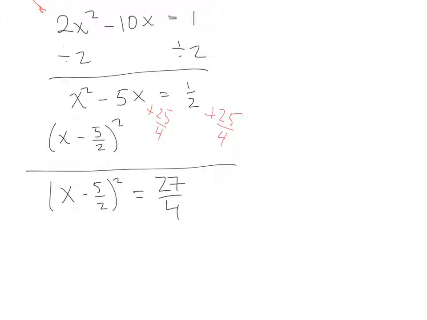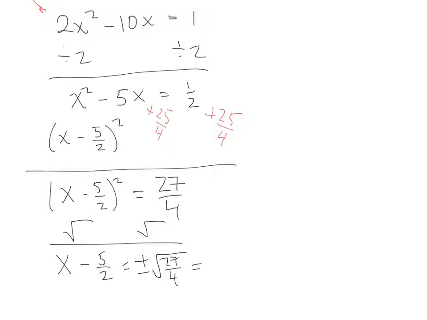And we can now take the square root of both sides, and of course we want both the positive and negative roots. So it's going to be x minus 5 halves equals the positive and negative roots of 27/4, which we can simplify to the positive and negative roots of 3√3 over 2. Work on that yourself and you'll see how that cleans up.